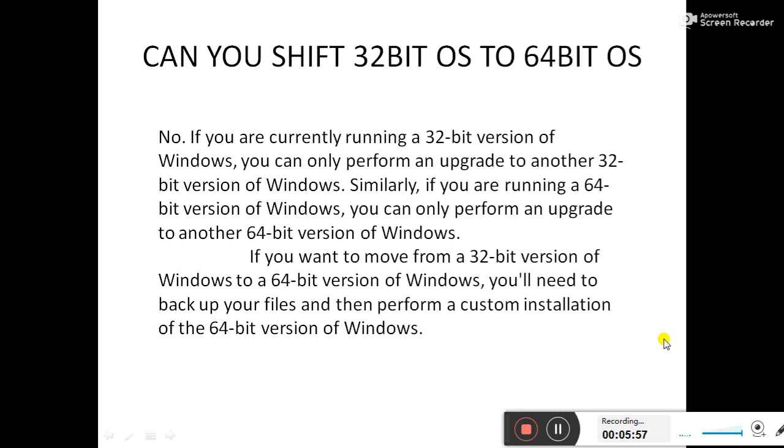Go to the next page: if you have a 32-bit OS, can we shift to a 64-bit OS? No, because here is the explanation. If you are running a 32-bit OS version, you can only upgrade to another 32-bit version of Windows. Similarly, if you are running a 64-bit version of Windows, it can only be upgraded to another 64-bit version of Windows. If you want to move from 32-bit to 64-bit Windows, you will need to back up your files and then perform a new custom installation of the 64-bit version of Windows. So it is clear.